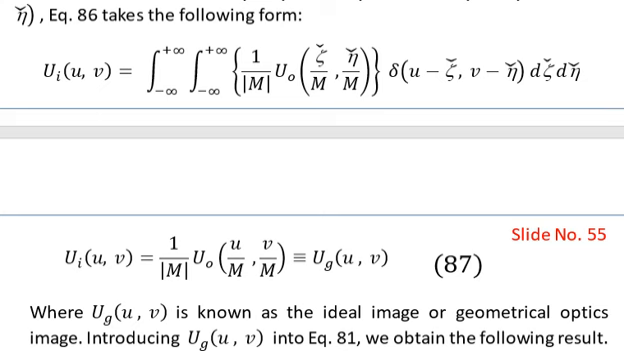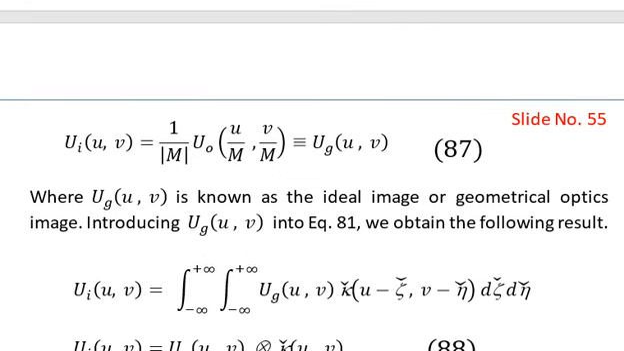So the arguments of the delta functions will replace zeta prime and eta prime in u_0. So zeta prime as an argument of u_0, and eta prime also, will be replaced simply by u and v. So at the end we have, in equation number 87, a simplified version of the imaging equation.